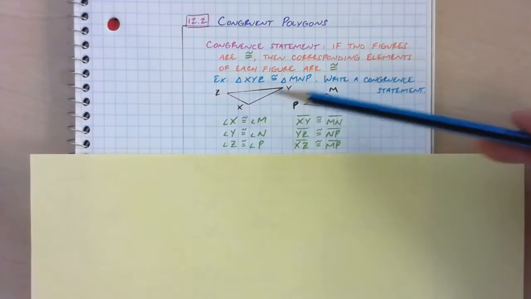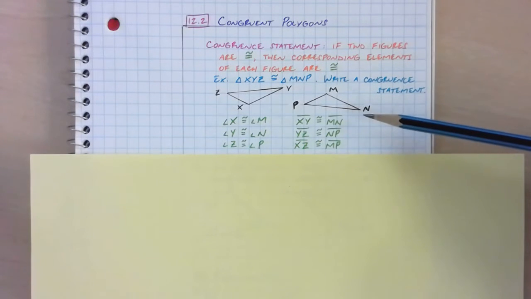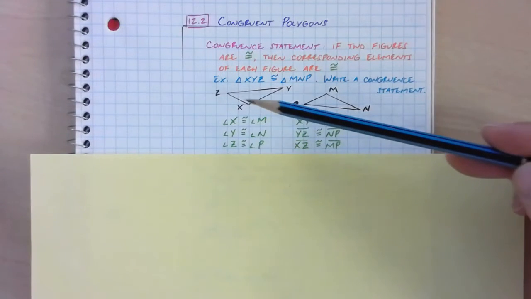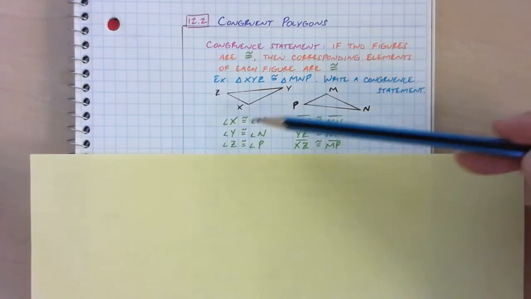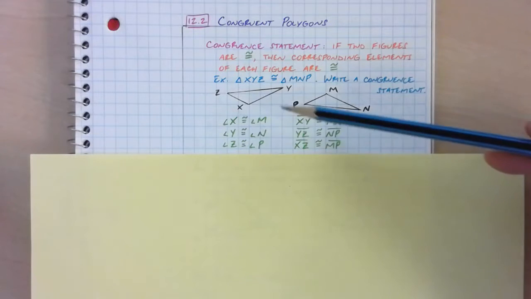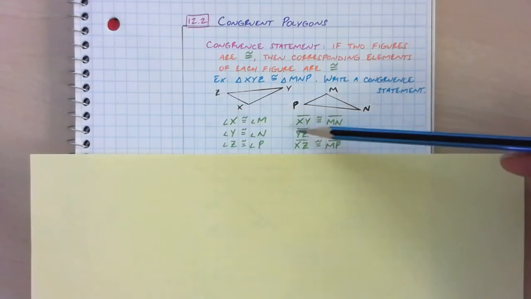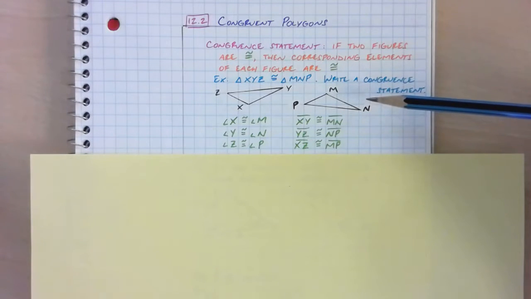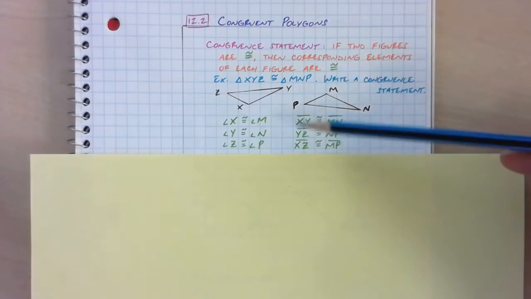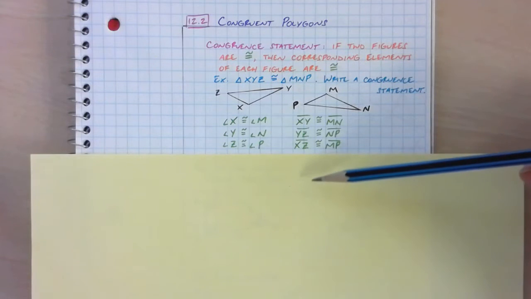So X to Y would be the same thing as M to N. Y to Z would be the same thing as N to P. And then Z back to X would be the same exact thing as P back to M. Okay, so this is what we would call a congruence statement, that within two triangles, these are all the pieces of information that are true. And obviously with a more complex pair of figures, had these been quadrilaterals, four-sided figures, or had they been pentagons or decagons, the more complex the shapes, the more information that has to be shown is congruent.